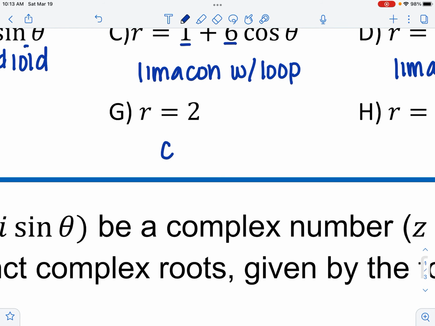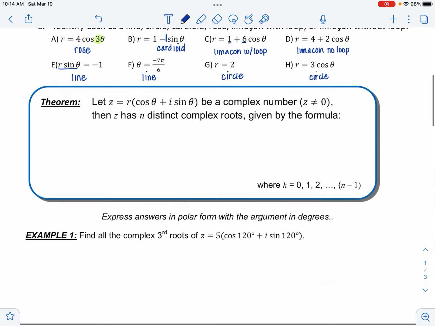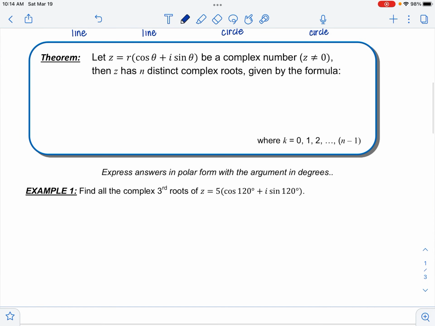Next one, r equals 2. That's a circle. And the last one, r equals 3 cosine of theta. This is a circle. Notice there is no, well, there's a value of 1 in front of theta. That automatically makes it a circle. Okay, let's get on to the new material.